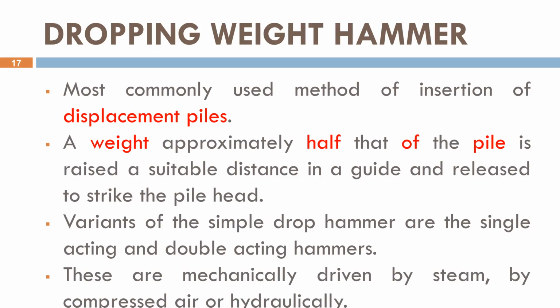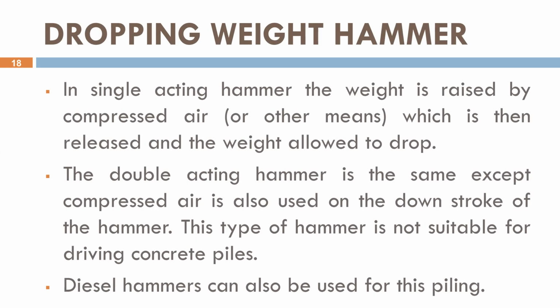This is one of the oldest methods used for driving displacement piles. A heavy hammer, weighing approximately half the weight of the pile, is lifted and allowed to fall freely onto the pile head. Repeated hammer blows gradually drive the pile into the ground. In a single-acting hammer, compressed air lifts the hammer while gravity provides the downward force. In a double-acting hammer, compressed air acts during both upward and downward movement, increasing driving speed. Diesel hammers generate impact energy using combustion inside the hammer cylinder.